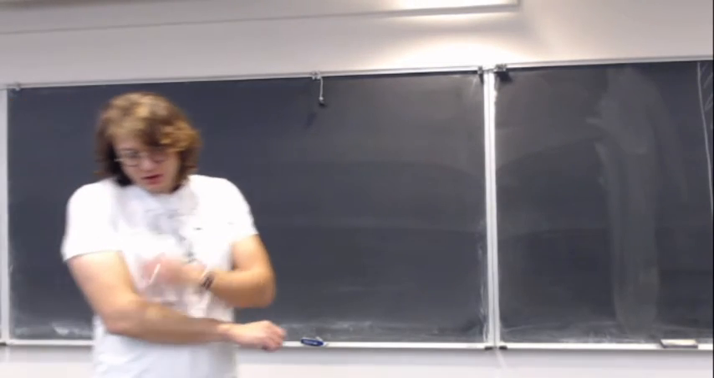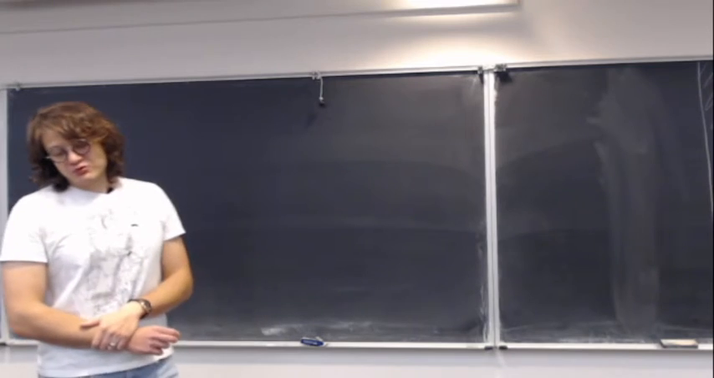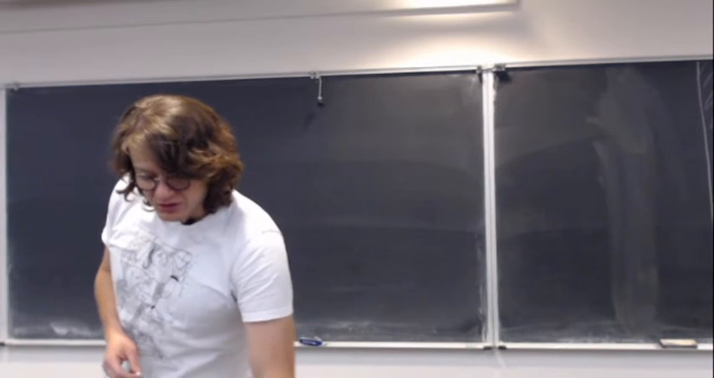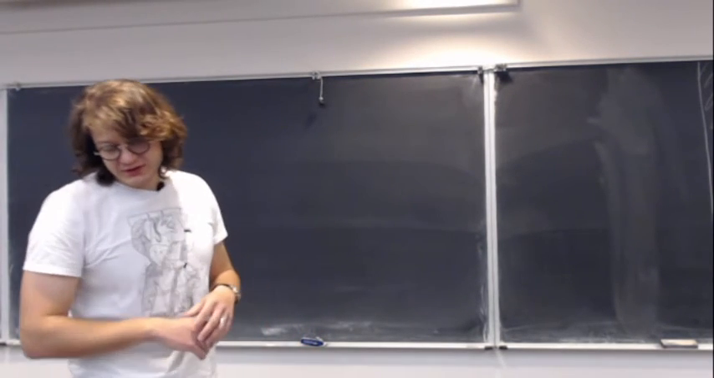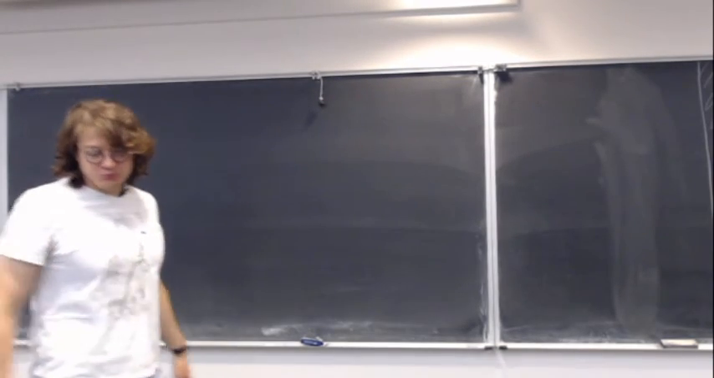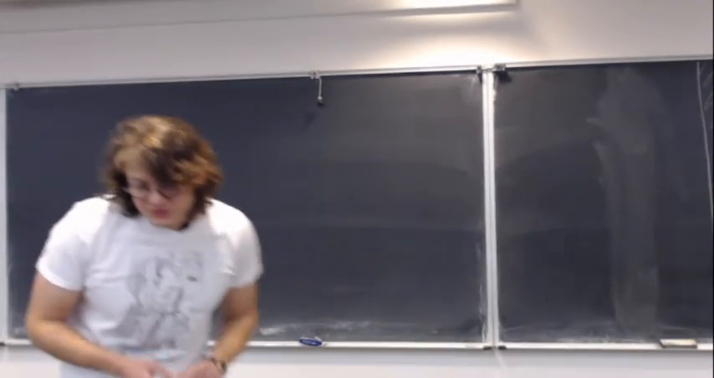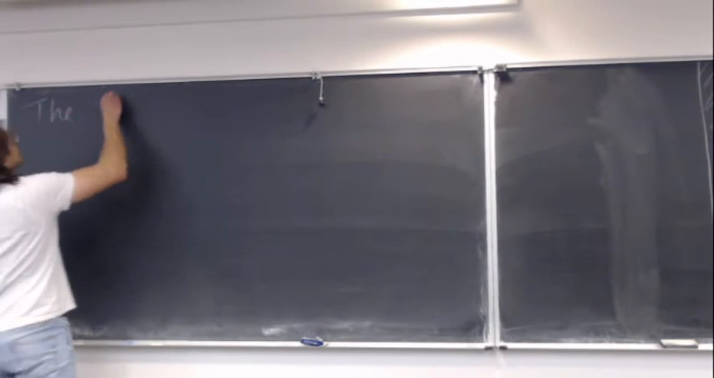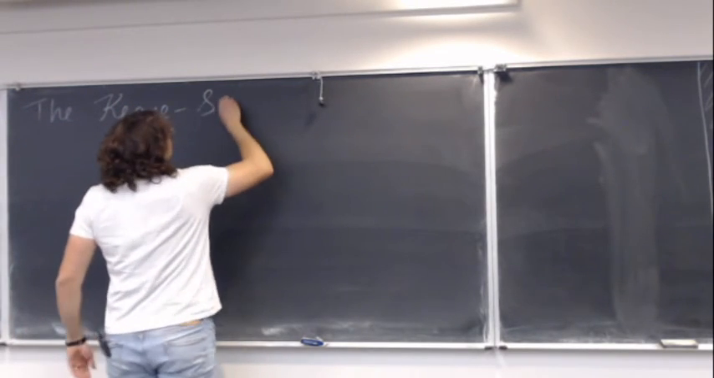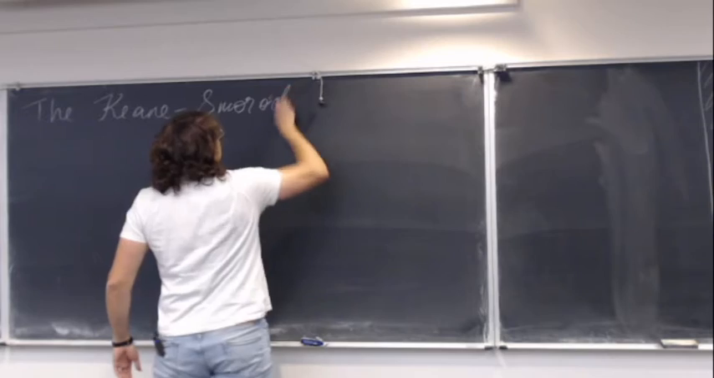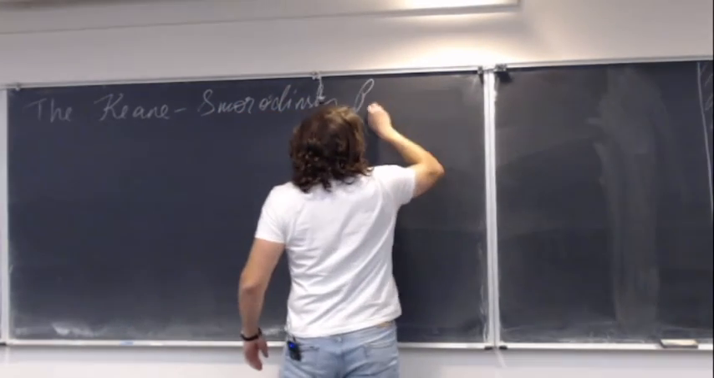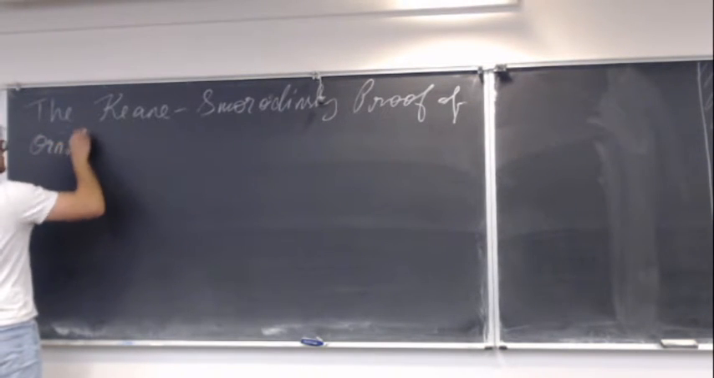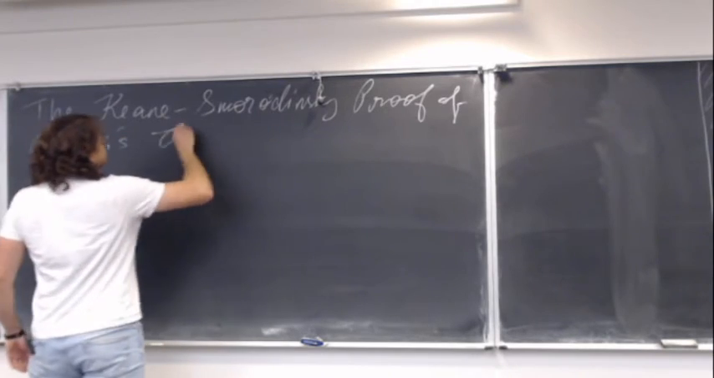Before getting into the proof of the theorem, I wanted to make some broad comments, just to contextualize why the so-called finitary isomorphisms are somewhat relevant to the situation. So the talk is the Keane-Smorodinsky proof of Ornstein's theorem.